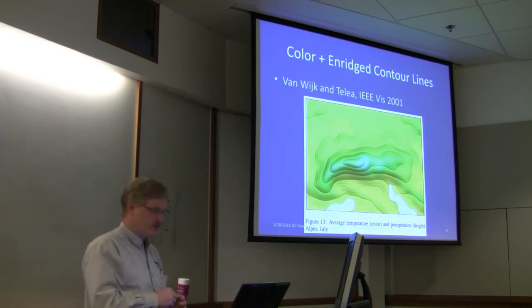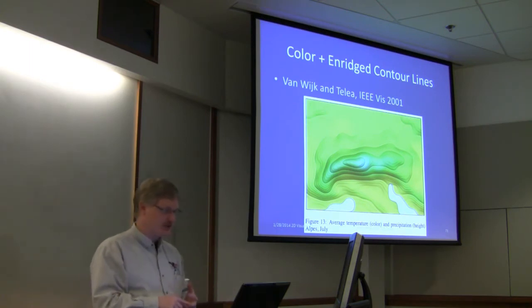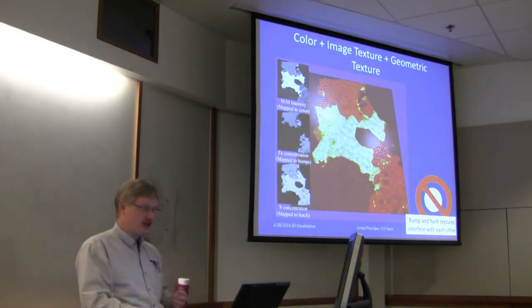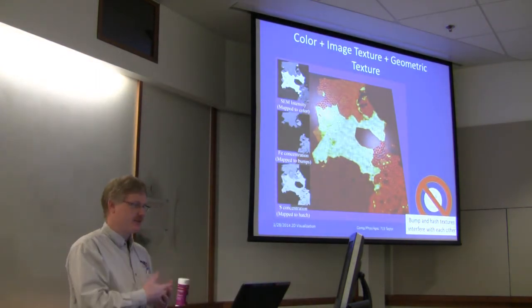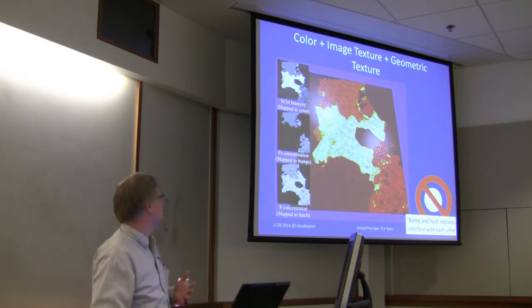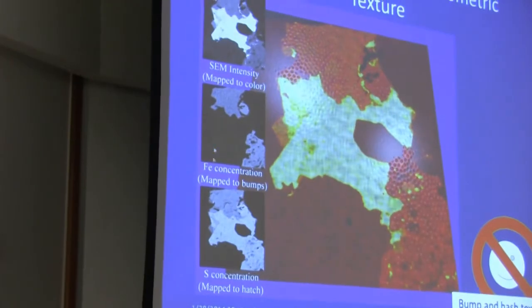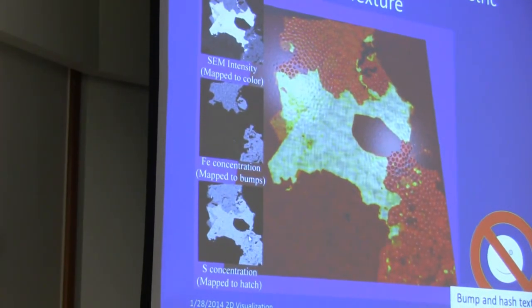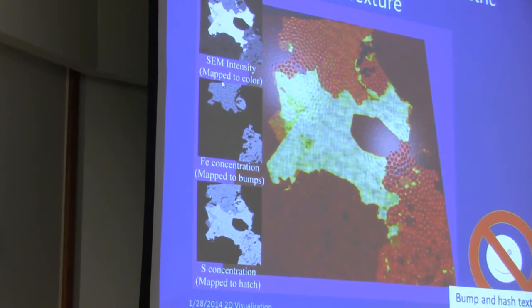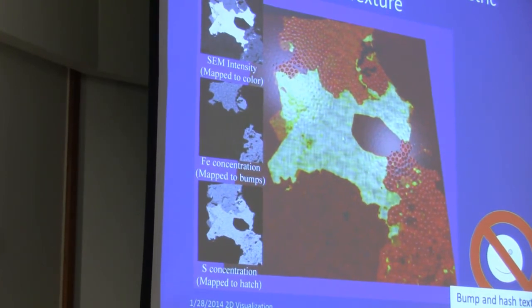All right, another kind of zoom in on that color versus precipitation as well. This is trying to do an SEM image with EDAX, so we can see 3 different materials. The SEM intensity was mapped to color, how much iron there was, how much sulfur there was. So we tried to match sulfur to this hash texture, tried to map this to color, and what is mapped to bumps? Iron is mapped to bumps, right?